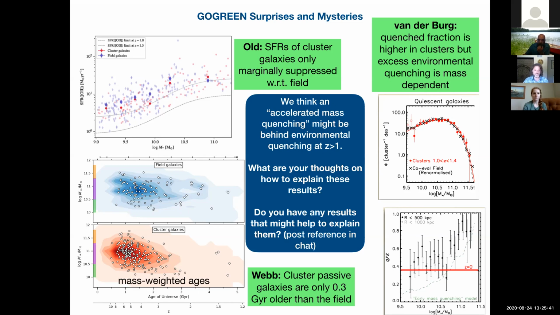And then we have Christie's result that she presented here in the lower left that shows that the mass weighted ages for the galaxies in clusters imply that they actually formed at a slightly higher redshift than the galaxies in the field, at least for quiescent galaxies. So we've talked about ways in which some kind of accelerated mass quenching might be the main mode of environmental quenching at high redshift. It doesn't look like things are happening in the same mass independent way as at low redshift. So we thought one way to start the discussion would be to ask what your thoughts are on how to explain these results.